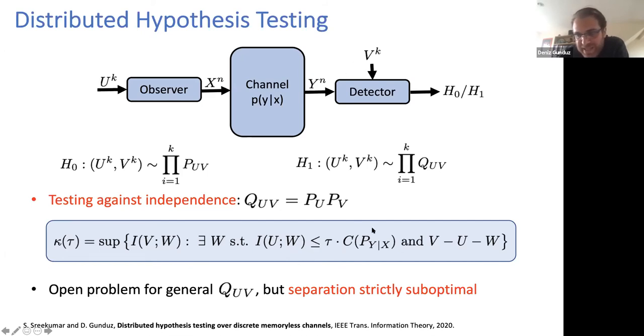So it depends on the channel only through its capacity. So there is a sort of separation, like in the case of joint source channel coding. But this separation fails in the general case. So in general, when you are doing some sort of hypothesis testing remotely, separate source and channel coding is suboptimal. But the problem is open in general. So this is the theoretical problem.